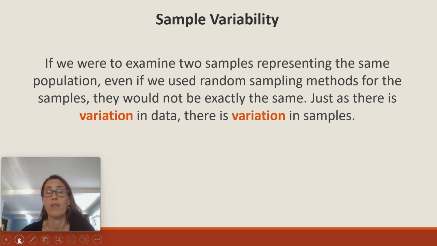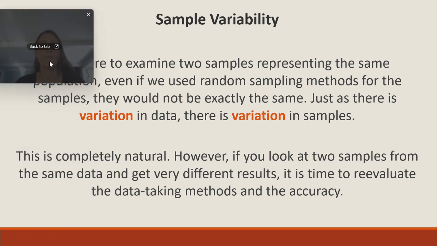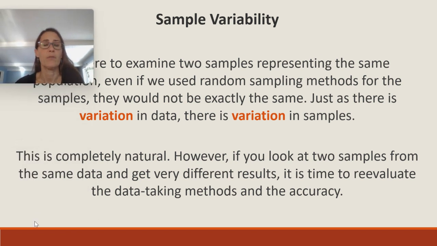Sample variability. If we were to examine 2 samples representing the same population, even if we used random sampling methods for the samples, they would not be exactly the same. Just as there is variation in data, there's variation in samples. This is completely natural. However, if you look at 2 samples from the same data and you get very different results, it's time to reevaluate the data taking methods and the accuracy. You anticipate some variation, but if it's totally different or wildly off, then you want to double check and see what's going on.